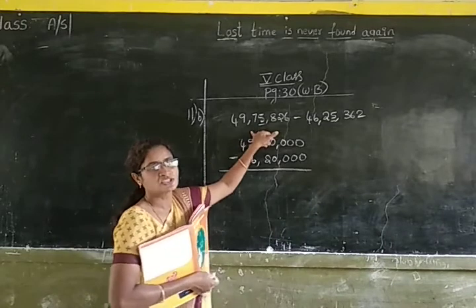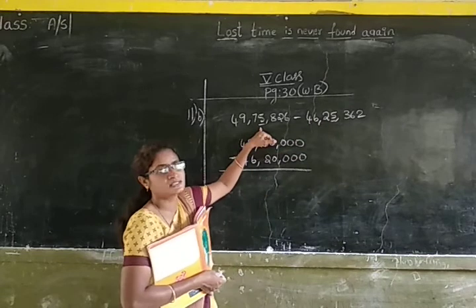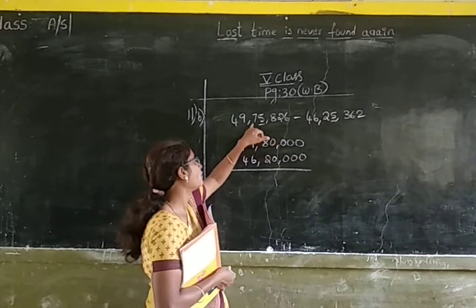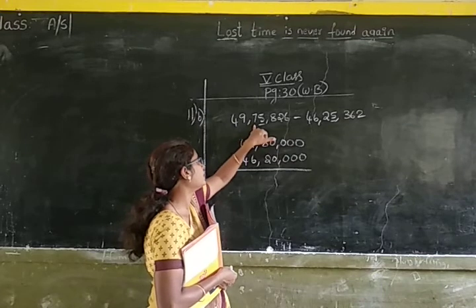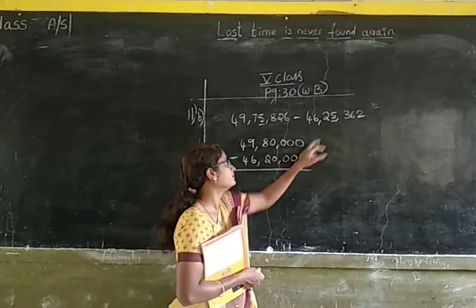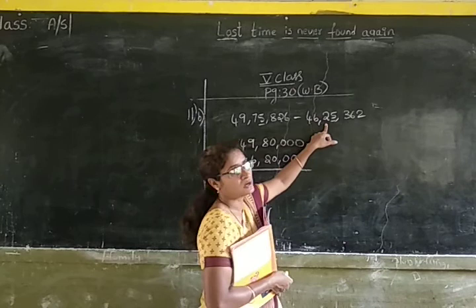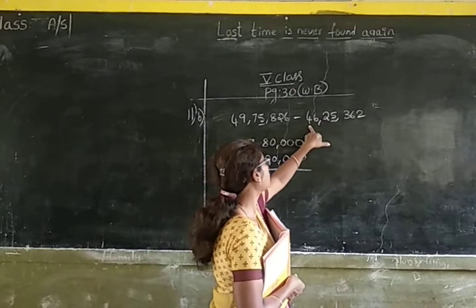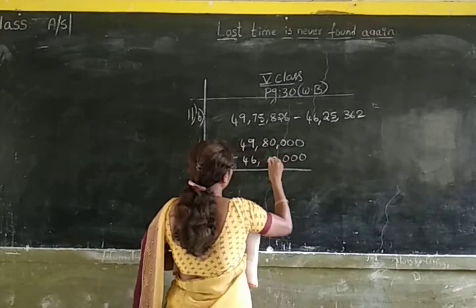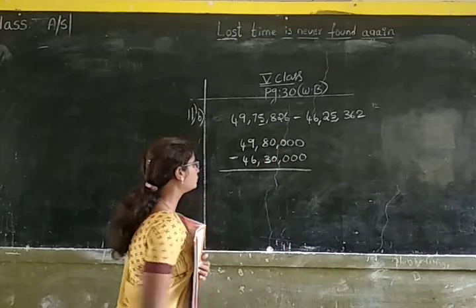Here we have to estimate these two numbers to the nearest 10,000. For it, you have to underline the digit at its thousands place. Here the digit at its thousands place is 5. So you have to add 1 to the next number and this will become 8. So the answer is 49 lakhs 80,000. Here the number in its thousands place is 5, so you have to add 1 to the next number. So this will become 46 lakhs 30,000. Sorry children, 46 lakhs 30,000. Now you have to subtract both the numbers.